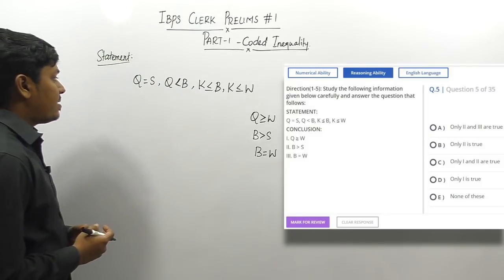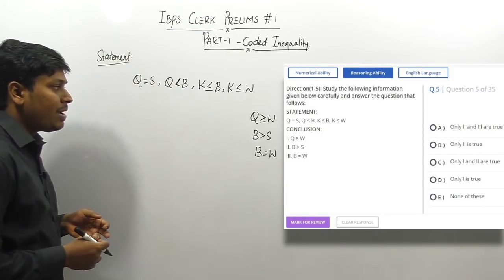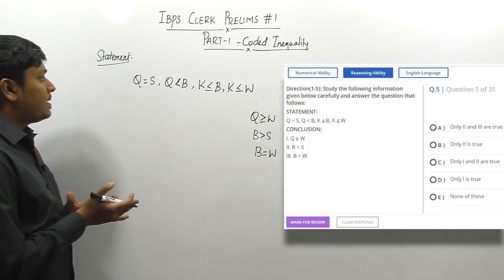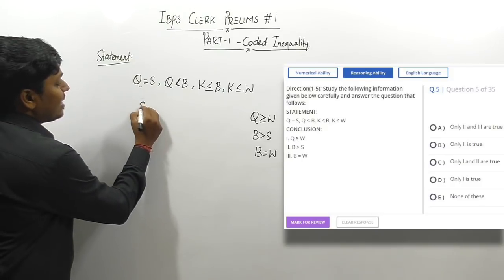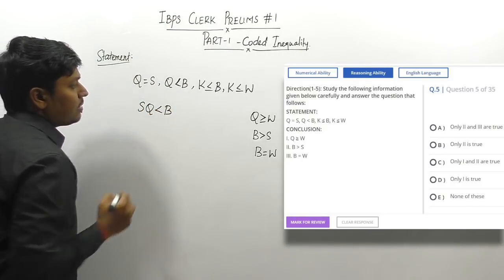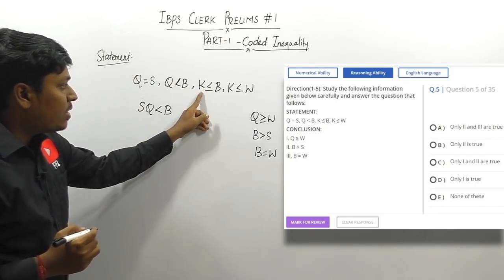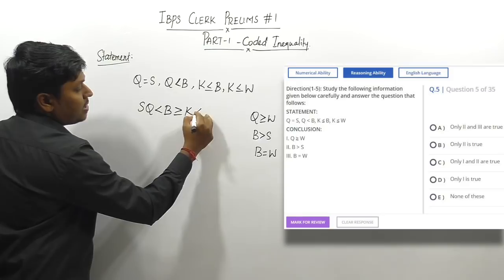The last question. So q equal to s, q less than b, k less than or equal to b, and k less than or equal to w. I think q and s both are equal, right? So this can be written as sq. And here q less than b, so q less than b. And here b greater than or equal to k, so this can be written as b greater than or equal to k, and k less than or equal to w.